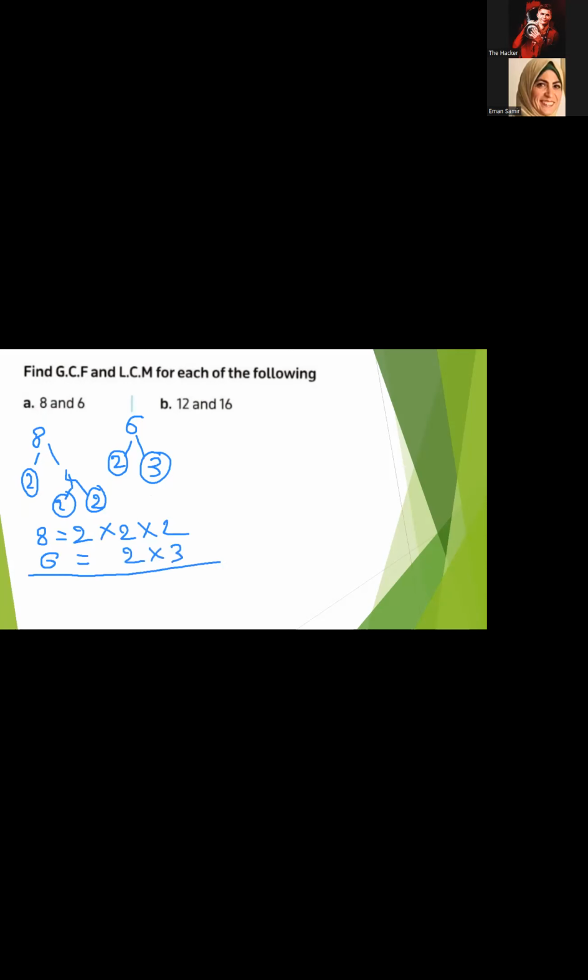Writing the GCF and the LCM. What is the definition of the GCF? The GCF is the common factors. So I write here the common factors to be 2. So the common factor is 2.